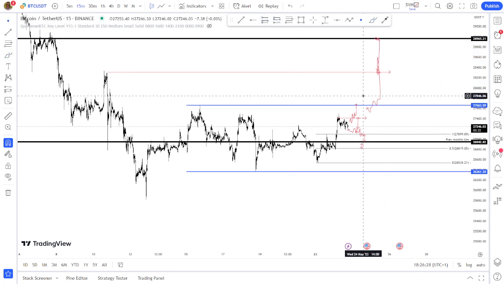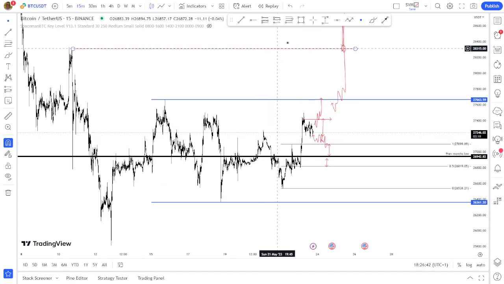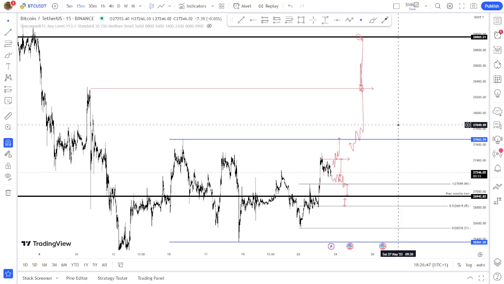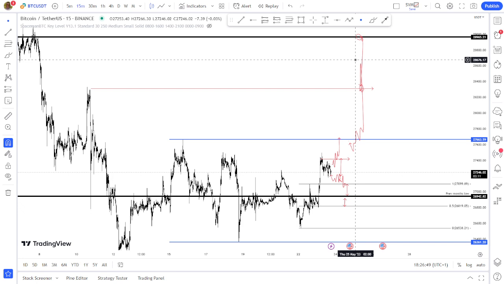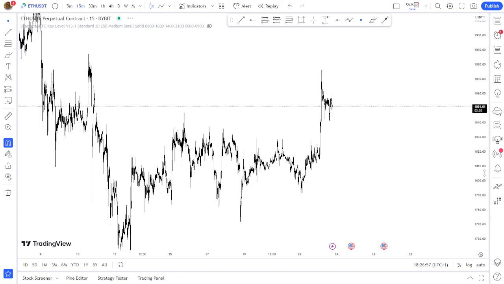Mind you, there are two long scenarios. If it reclaims here, or if it draws a pullback here and holds here, then this will be a long trigger towards here, then here. The second one will be if it reclaims last week's high and can target 28K. I think this area comes in confluence with this area I have here.